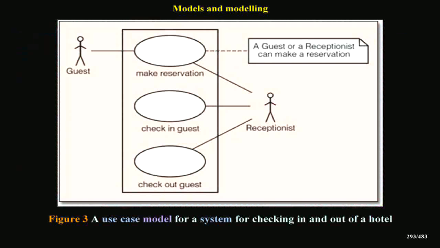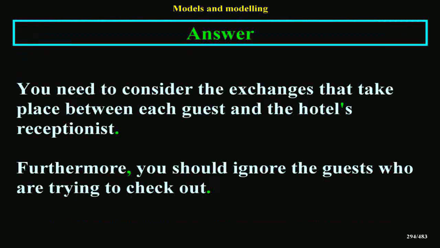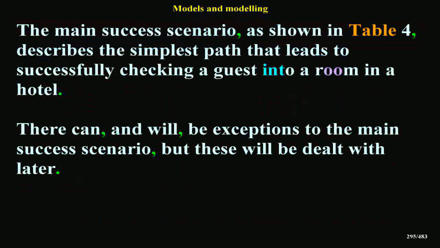Figure 3. A use case model for a system for checking in and out of a hotel. To answer, you need to consider the exchanges that take place between each guest and the hotel's receptionist. Furthermore, you should ignore the guests who are trying to check out. The main success scenario, as shown in Table 4, describes the simplest path that leads to successfully checking a guest into a room in a hotel. There can, and will, be exceptions to the main success scenario, but these will be dealt with later.